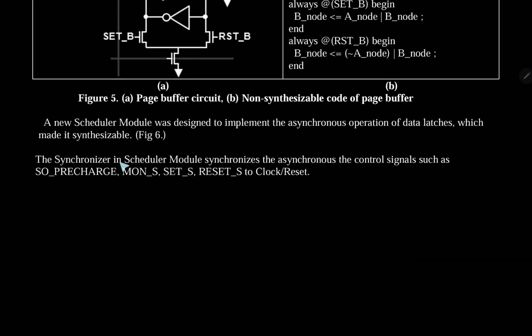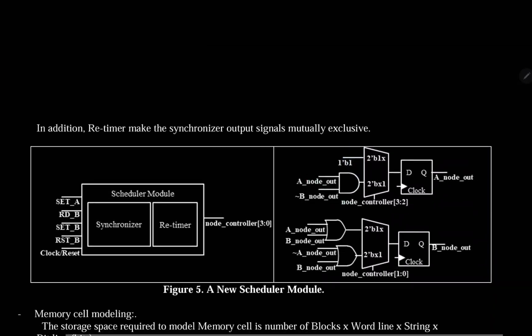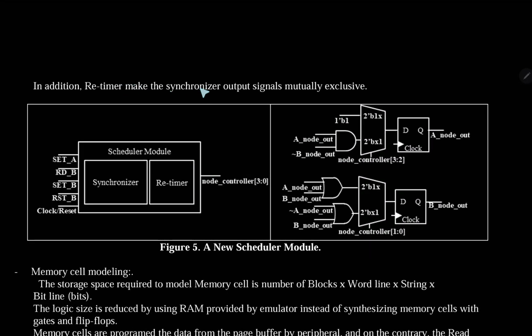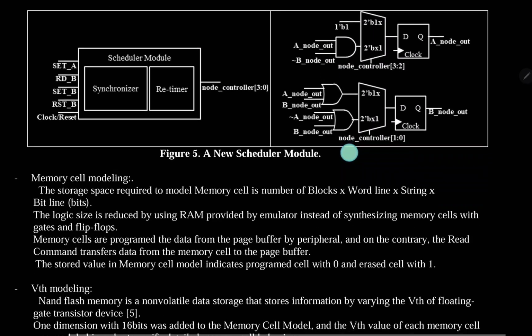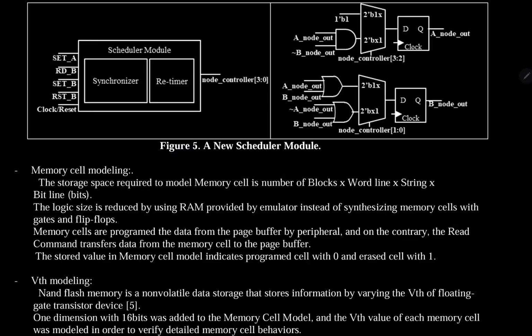The synchronizer and scheduler module synchronizes the asynchronous control signals such as precharge, mon_s, set_s, and reset_s to the clock and reset. In addition, the retimer makes the synchronizer output signals mutually exclusive. Figure 5 is the new scheduler module.